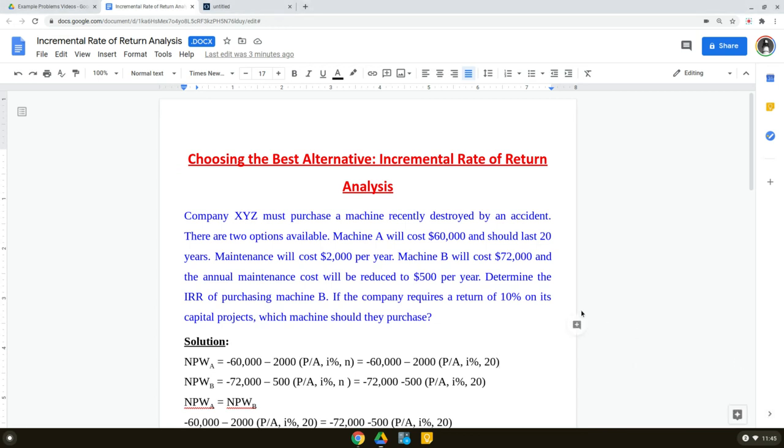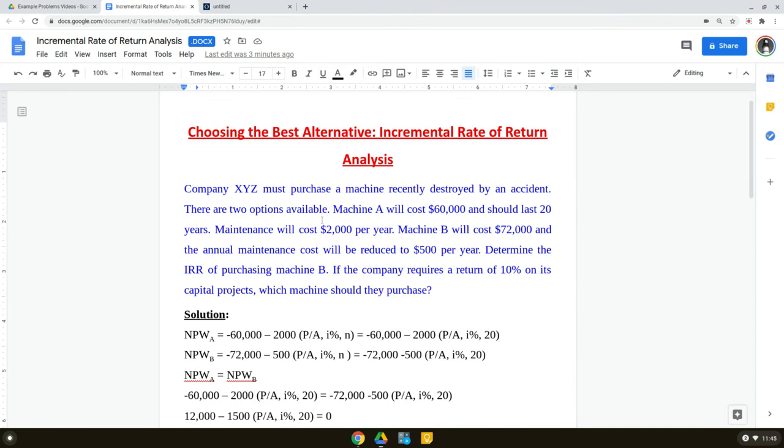In this video, we are going to study how to perform incremental rate of return analysis to choose the best alternative among given alternatives. So I have a problem here. I will read the problem first. We'll try to understand the key data that is provided in the problem, and then we will perform the incremental rate of return analysis. So let's read the problem.